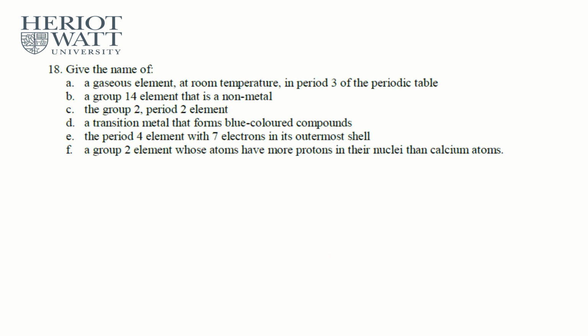Moving on, 18. Give the name of the following. A gaseous element at room temperature in period 3 of the periodic table. If you check the periodic table, I can give chlorine. A group 14 element that is a non-metal, I can give carbon, because silicon is a semi-metal, and after that it's a metal. Group 2 and period 2 element, I would say is beryllium. Only one answer. Transition metal that forms a blue color compound, this is commonly known, copper.